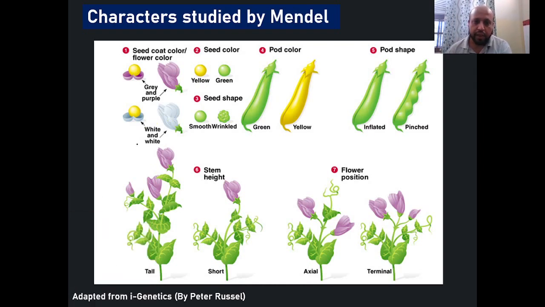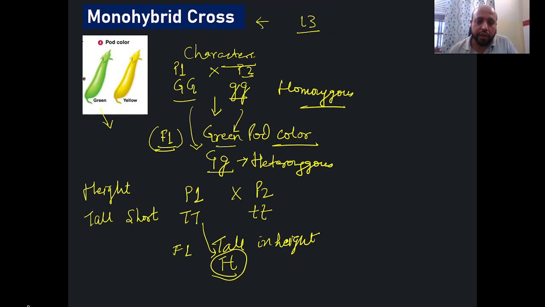So what Mendel did was, he took a green, and the green is coming. When he took the inflated and the pinched, he found that inflated is coming in the F1 generation. When he took the yellow and the green seed color, he found that yellow is coming over here. When he took the seed shape, he found that smooth is coming. When he took the flower color, the purple is coming, the tall is coming. Based on this, he proposed that one of these characters is dominant.